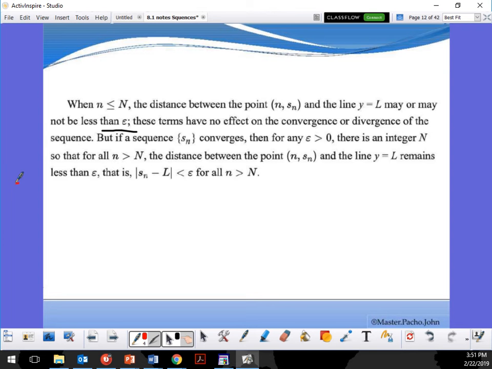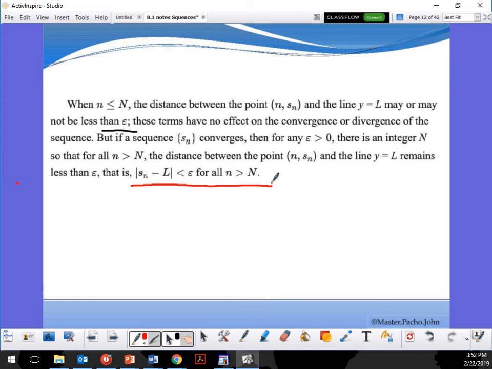So my integers that are going in are going to be greater than what's coming out of that. The distance between the points S of n and the line y equals L remains less than epsilon for all n greater than capital N. Yes?